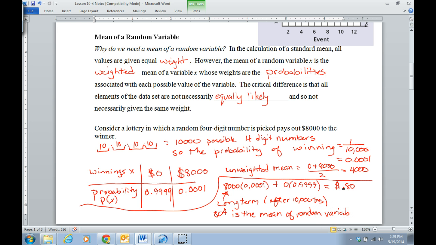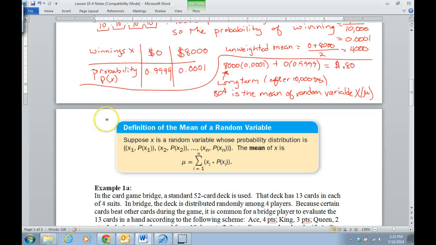Mean of random variable X. And we write that as mu. You guys remember that big old mu sign? I'm not talking cow moo, I'm talking about mu. So basically, the definition of the mean of a random variable.